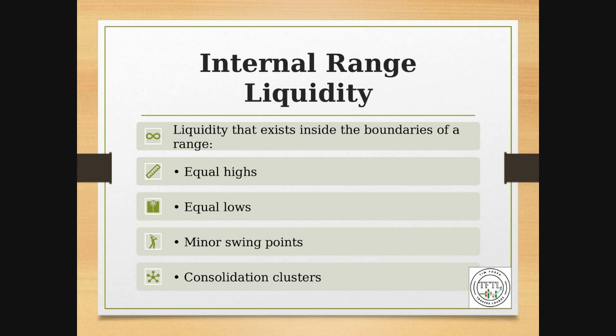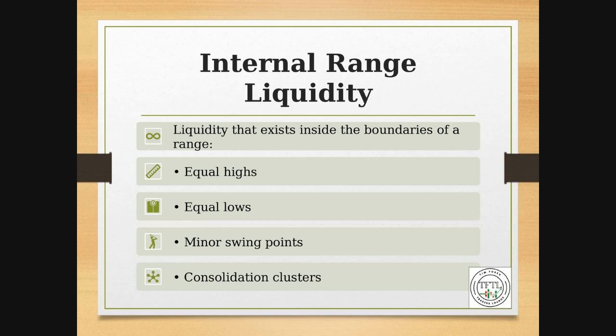And now, internal range liquidity. What is it that we are calling internal range liquidity? Internal range liquidity refers to liquidity inside the boundaries of the range. Examples include equal highs within the range, equal lows within the range, minor swing highs and lows, and also consolidation clusters. Remember also that order blocks and fair value gaps are part of internal liquidity. I'll be showing you in the chart in a few. Price often sweeps these internal levels first. Why?